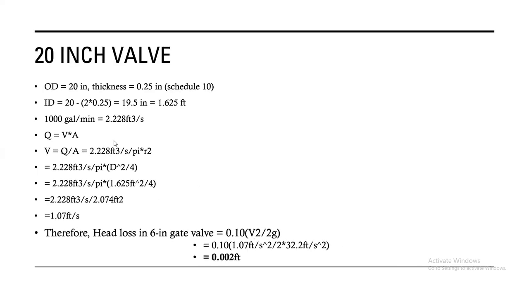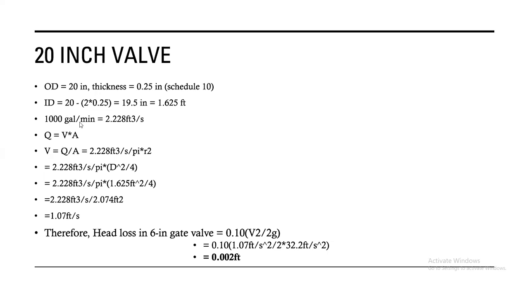For a 20-inch valve, outer diameter is 20, thickness 0.25 when you use schedule 10. I will show you how to use a table for that. So inner diameter, you get 1.625, right?